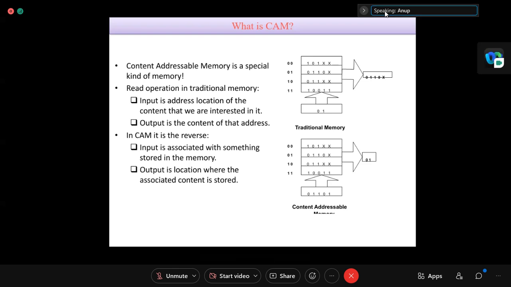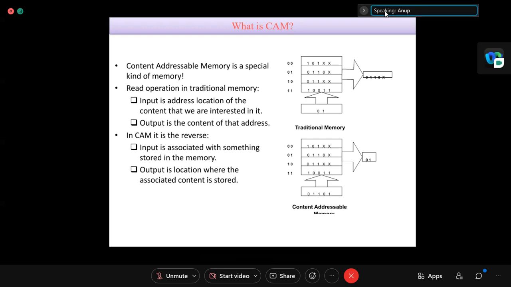In the library, the catalog is the CAM. In the bank, your account number is the CAM. So what is CAM? If we put in data, content, let's say the way we make a Google search, we write some keywords. With those keywords, if something matches, it will be given in the first page, second page, and so on. Similar things happen in hardware.